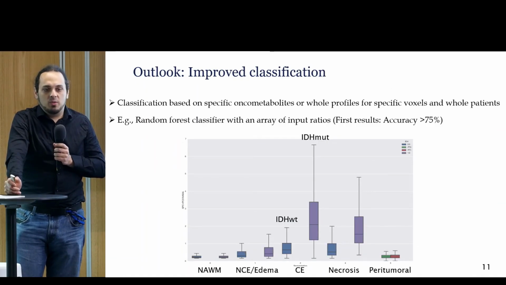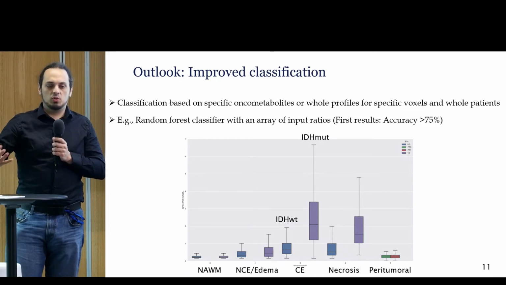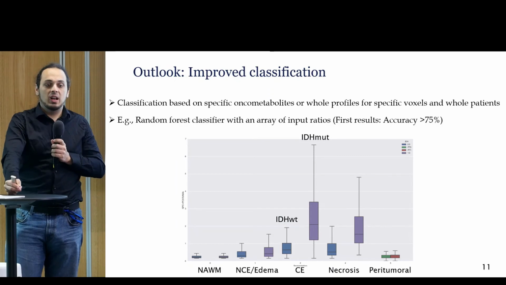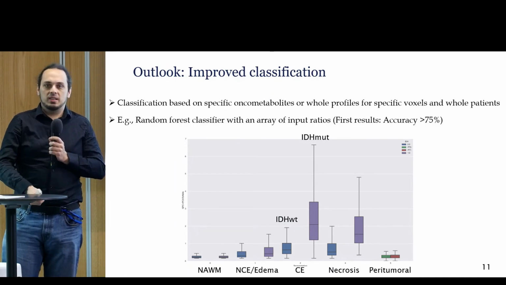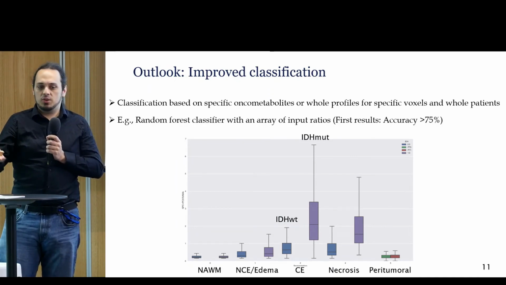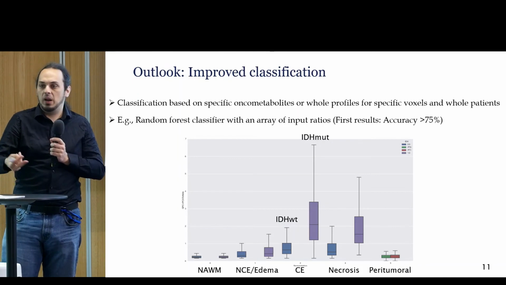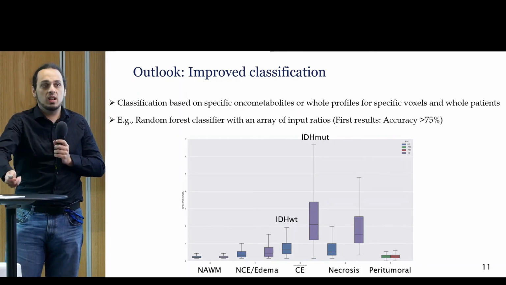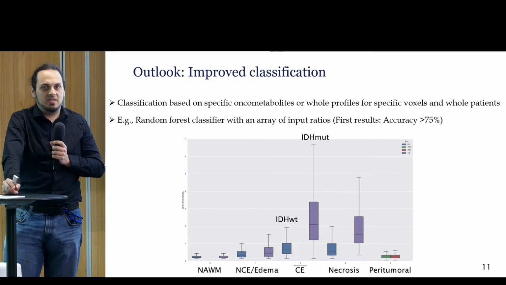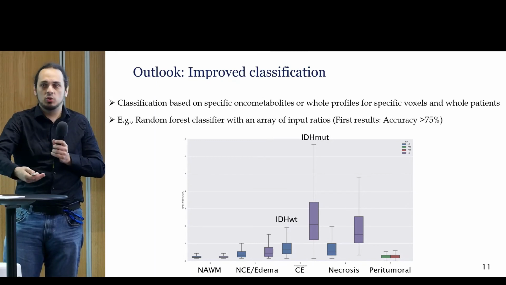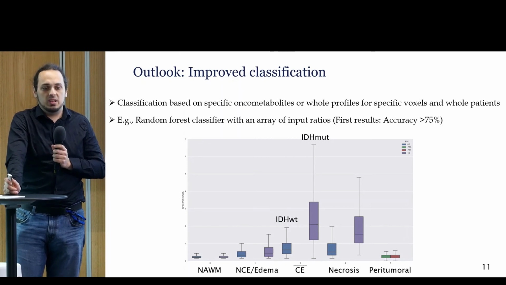Now we are working on improving it, and one of the steps was separating the tumor into regions. We want to look at the comparison of normal appearing white matter, edema, non-contrast enhancing, contrast enhancing, necrosis, and also the peritumoral region. Peritumoral means the stuff around the clinical segmentation that is not morphologically active, but could have some kind of altered metabolism.